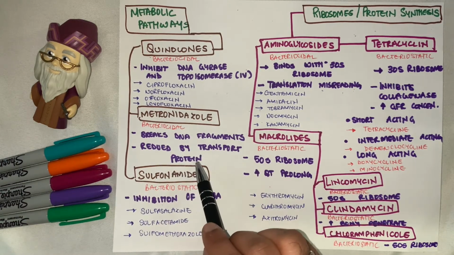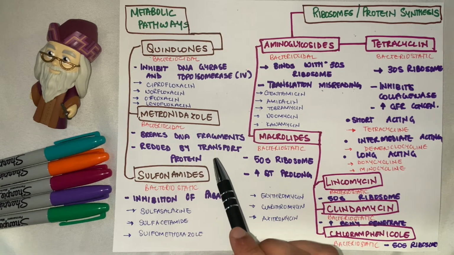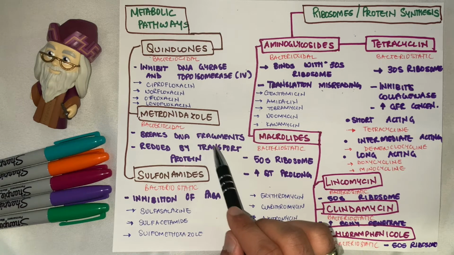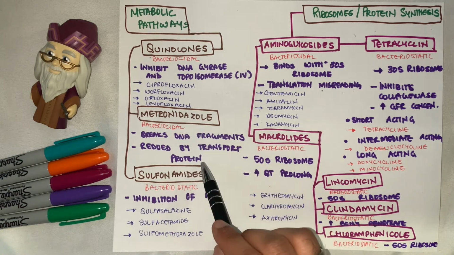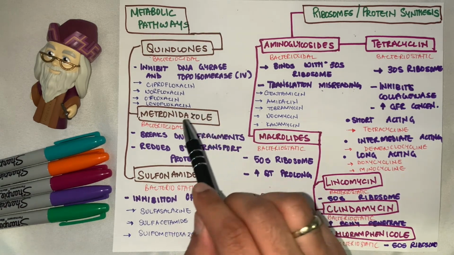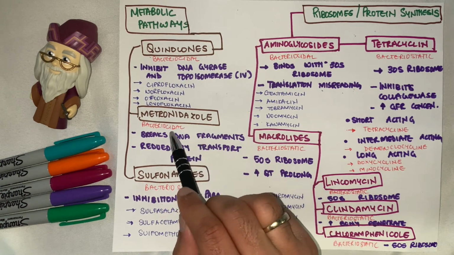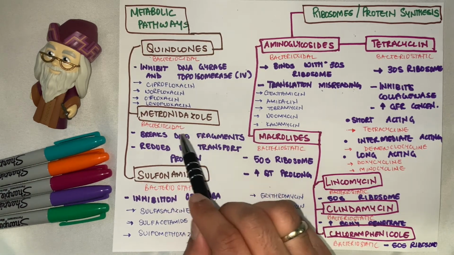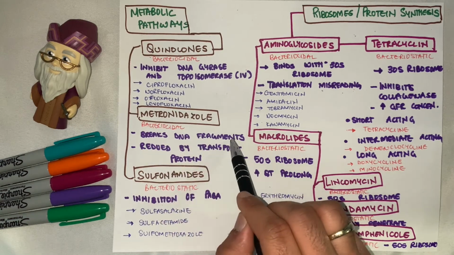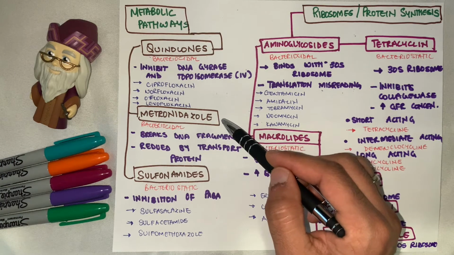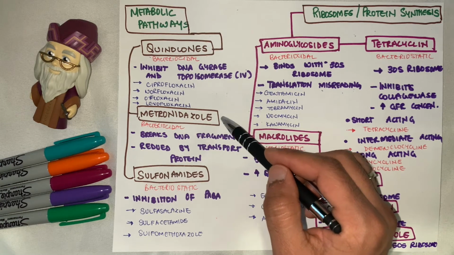This transport protein is produced by the bacteria. So this is like a taxi. So metronidazole gets onto the transport protein as a taxi, goes inside the nucleus, goes to the DNA, attaches itself onto the DNA, and then starts breaking the DNA down. It's also known as a suicide drug. That's the mechanism of metronidazole. Pretty cool, huh?